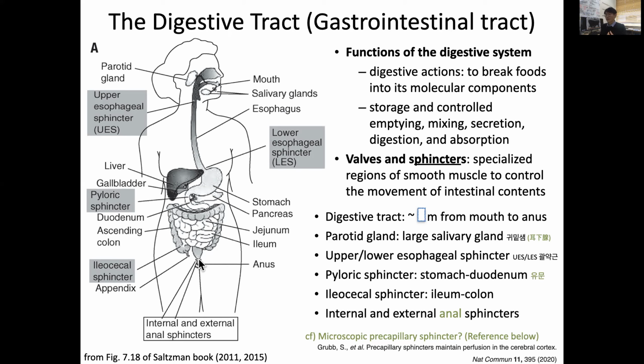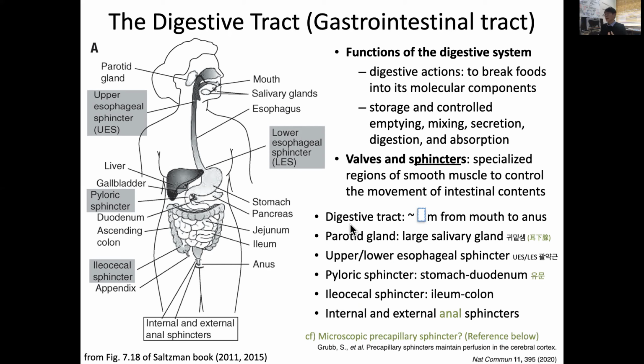In the anus, there are two types of sphincter, internal and external. The internal is involuntary, and the external sphincter is voluntary. You can think of it when a person defecates. Sometimes it's in our own will, but sometimes when you're sick, you can see there's an accident.